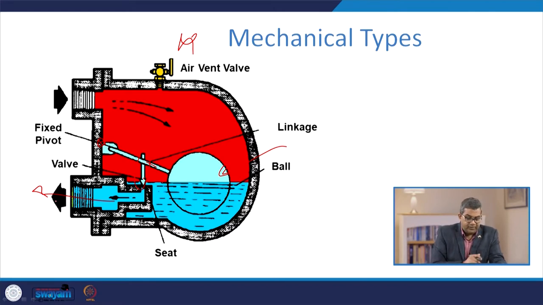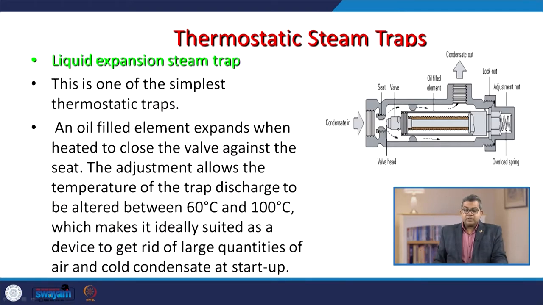And to facilitate the steam entrapment. There are some thermostatic steam traps, the liquid expansion steam traps, usually this is one of the simplest forms of thermostatic trap. Now, an oil filled element usually expands when heated to close the valve against the seat. The adjustment allows the temperature of the trap discharge to be altered, say between 60 to 100 degrees Celsius, which makes it ideally suited as a device to get rid of large quantities of air and cold condensate at startup.